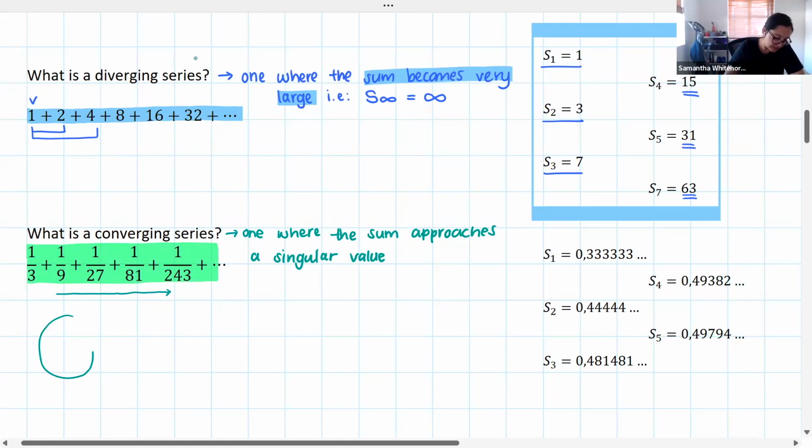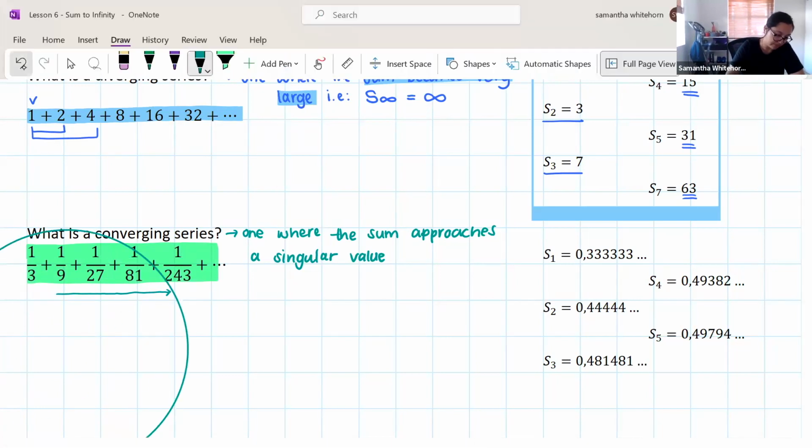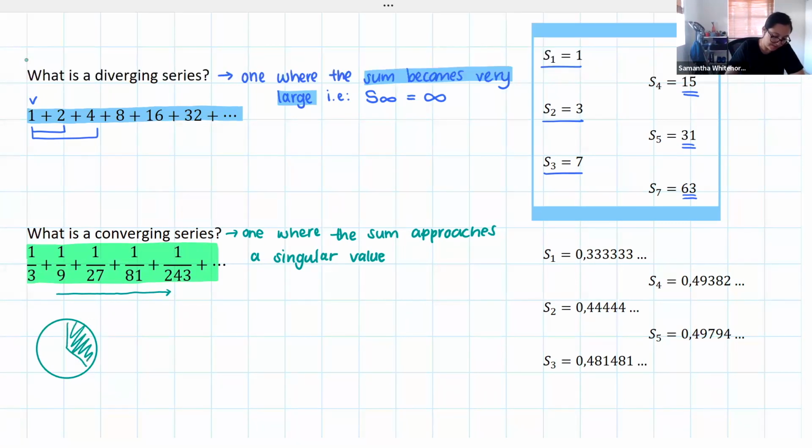That's a decent chunk. There's a third. Then we go down to a ninth, which will be much smaller. Then we go down to a 27th, which will be even smaller. And so we keep going, getting smaller and smaller and smaller. And that is characteristic of a converging series.